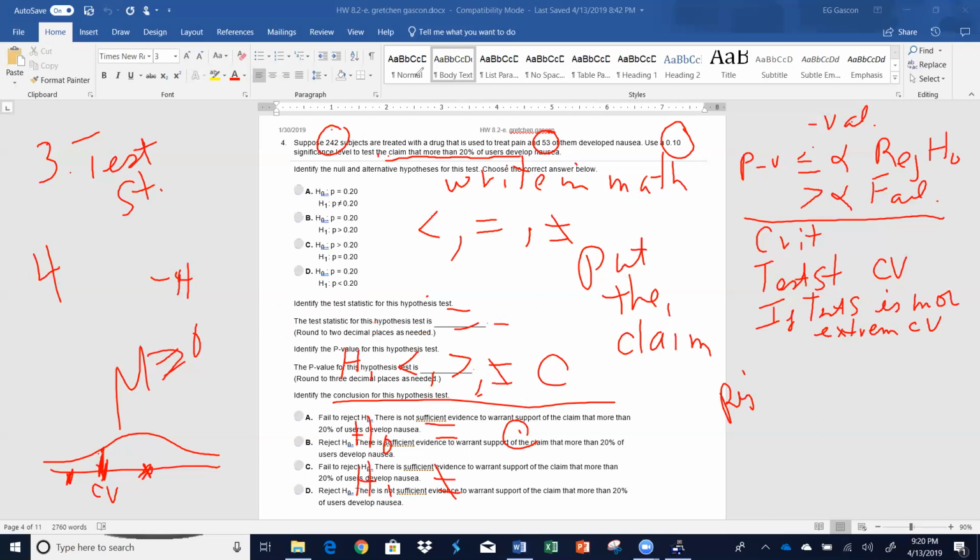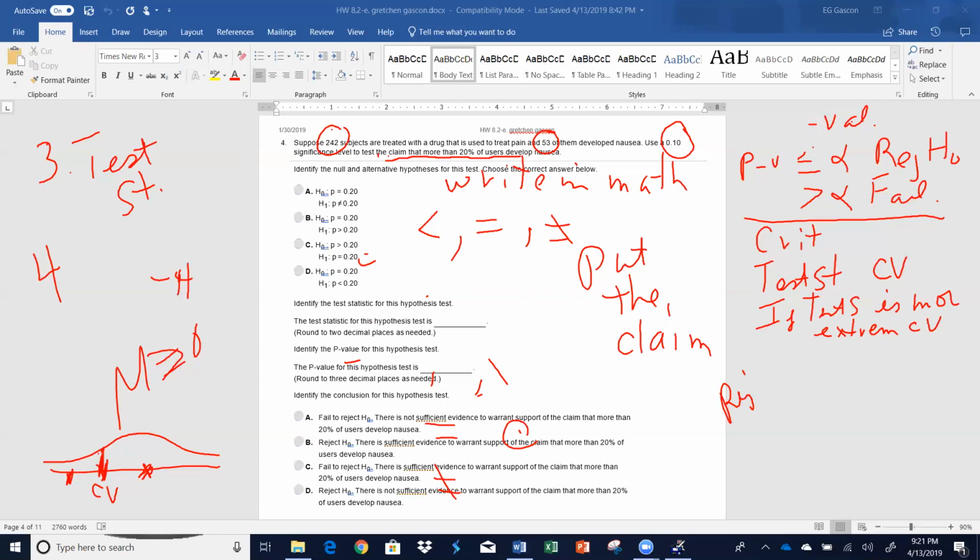Okay, so now we come down here, get rid of all this other stuff. I would also make a note here that this is the claim. I would actually put a little C here, because when you get to the last step, you have to know where the claim is. So you're going to come back here and look and make sure you know. Okay, now you do the test statistic.